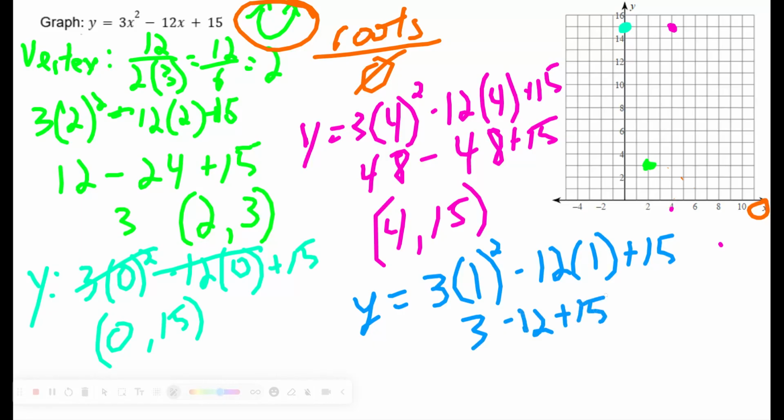1 squared is 1. 1 times 3 is 3 minus 12 plus 15. 3 minus 12, negative 9. Negative 9 plus 15 is 6. Did I do that right? Why does that sound funny? No, that's right. Confidence, 1, 6 here.